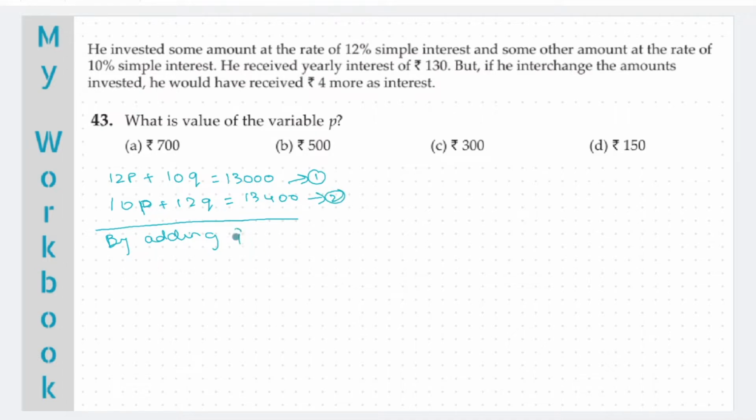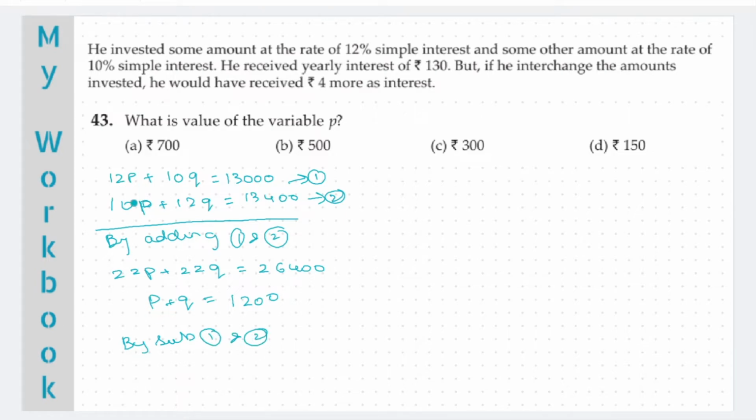By adding 1 and 2, what will we get? 12P plus 10P will be 22P plus 22Q is equal to 26,400. This can be simplified by dividing by 22 overall, and you will get P plus Q equal to 1,200. So this is a simpler equation for us to solve. Similarly, we can subtract 1 and 2.